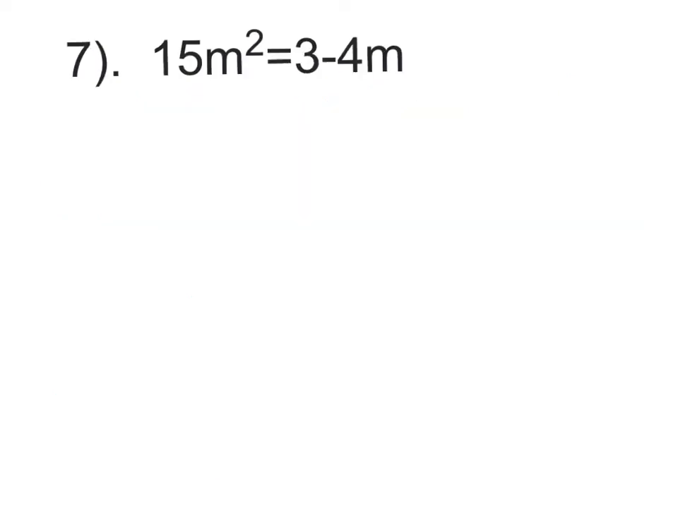Let's look at our final example, which is number 7. We have 15m squared equals 3 minus 4m. So we can see right off the bat that we need to move the 3 and the negative 4m over to the left side. I want to go ahead and do that in one step so that I can have my exponents in descending order. So let's see what that would look like. We would have 15m squared plus 4m minus 3 equals 0.